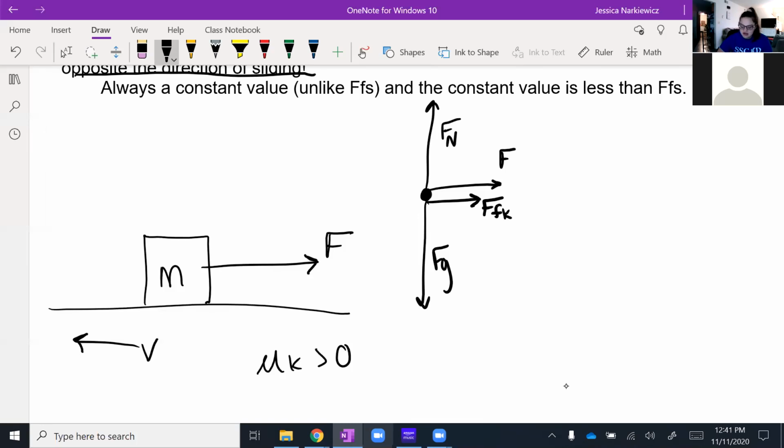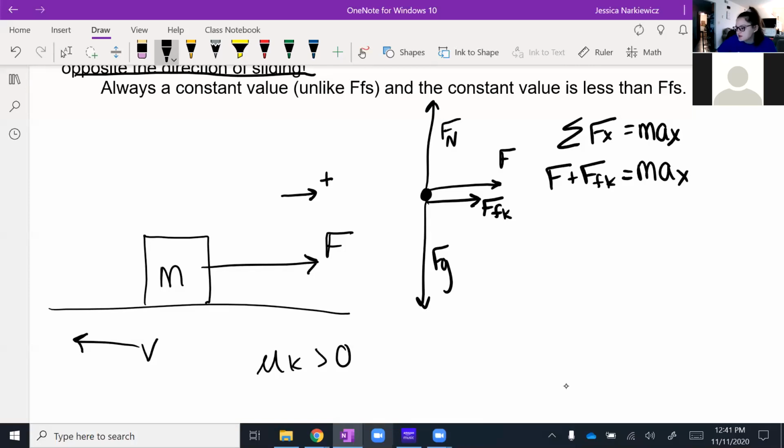Okay. My y direction is exactly the same as it has been. So we're just going to take a look at the x direction. Let's say that to the right is positive, which means that this object starts with some negative velocity. So if to the right is positive, then that applied force and the force of kinetic friction add together to give me my net force. Then I want to think, based on that, will the object increase in velocity, decrease in velocity, or have constant velocity?